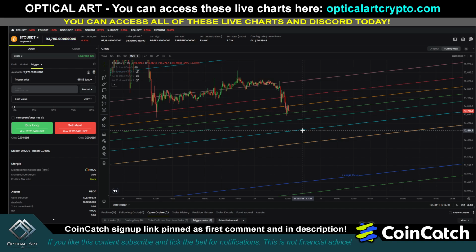93,000, 92,800 is a key level. So let's say if we break this point, we want to go short. So same thing, trigger price. Let's do a horizontal line so we know where we're at. 92,800. So if we hit that point, we want to trigger just below that. So we'll do 92,743. Trigger price 92,743 will be the trigger price.